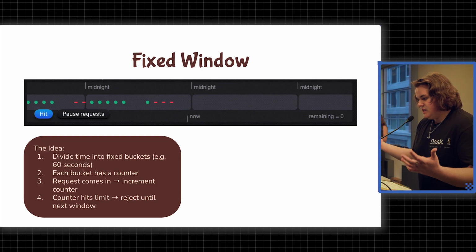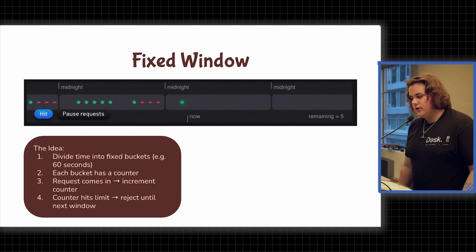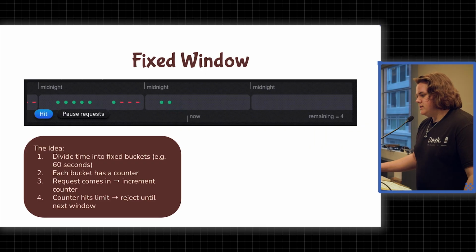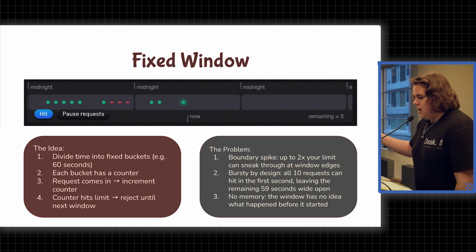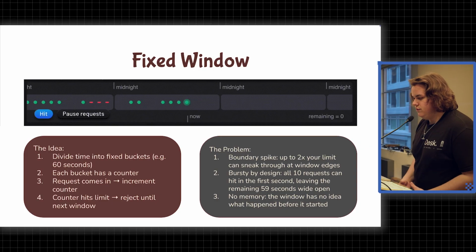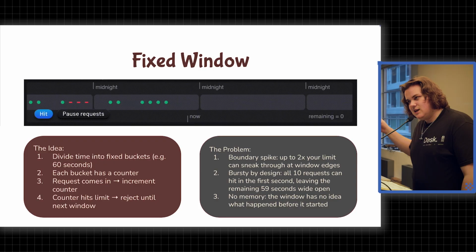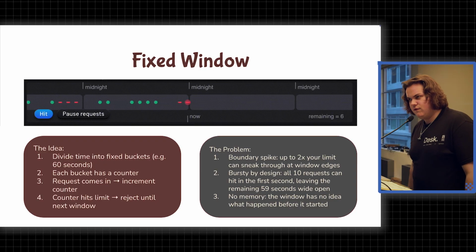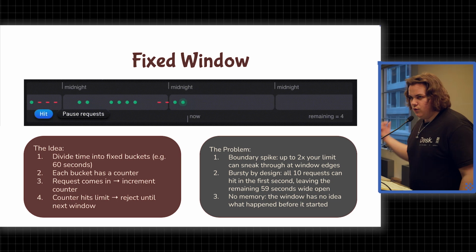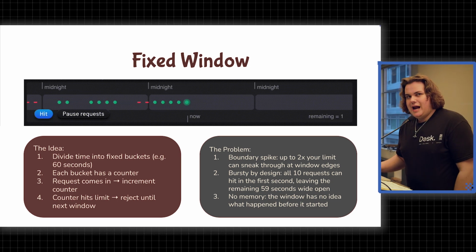And you would divide the time into fixed buckets, where each bucket has a counter. When a request comes in, you can increment the counter, and when the counter hits the limit, you reject until the next window. This seems fine at first, but there is a problem. A boundary spike. So at your limit on each day, if you capture all of your requests and send them at the very end of each time frame, you could burst a request and then send a lot of them right at the beginning of the following day. So at 11:59, you use all your requests, and at 12 a.m., you redo it again. This is bursty by design, and the window has no idea of what happened.